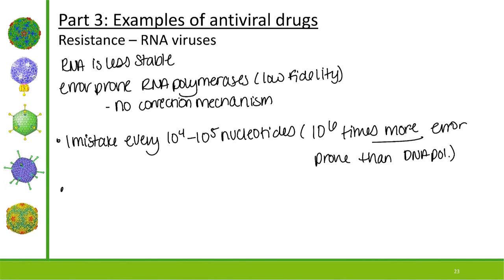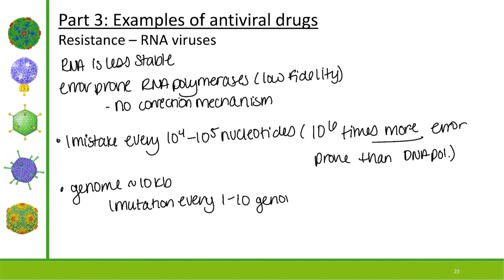And so what that translates to is if you have a genome that is about 10 kb, you're going to have one mutation every 1 to 10 genomes, which is pretty amazing. And this is part of the reason why we get so many mutations so quickly and RNA viruses can evolve so quickly. Now, keep in mind that these are random mutations, and it takes one random mutation in just the right spot to get resistance.